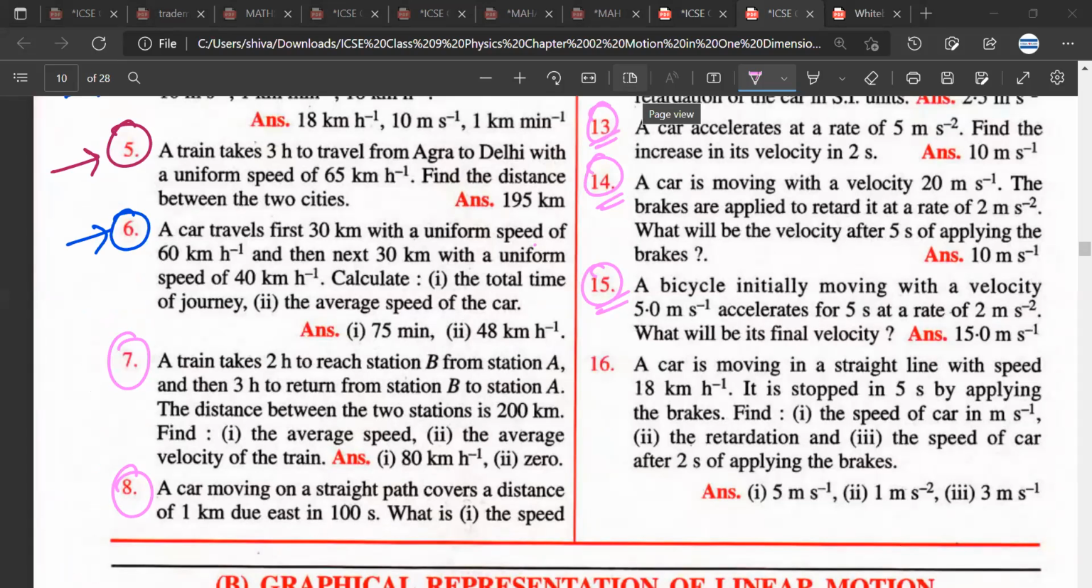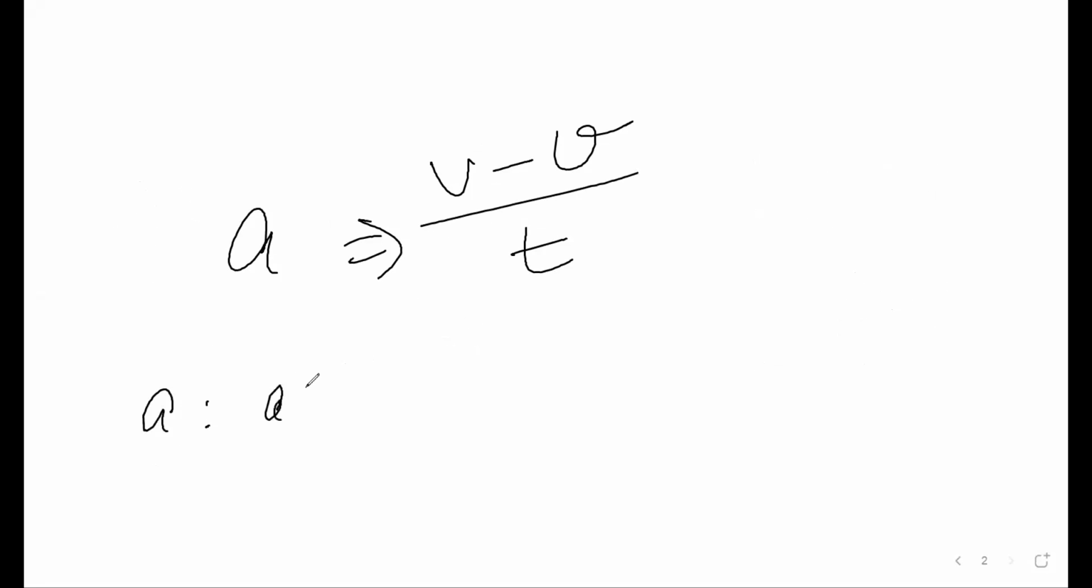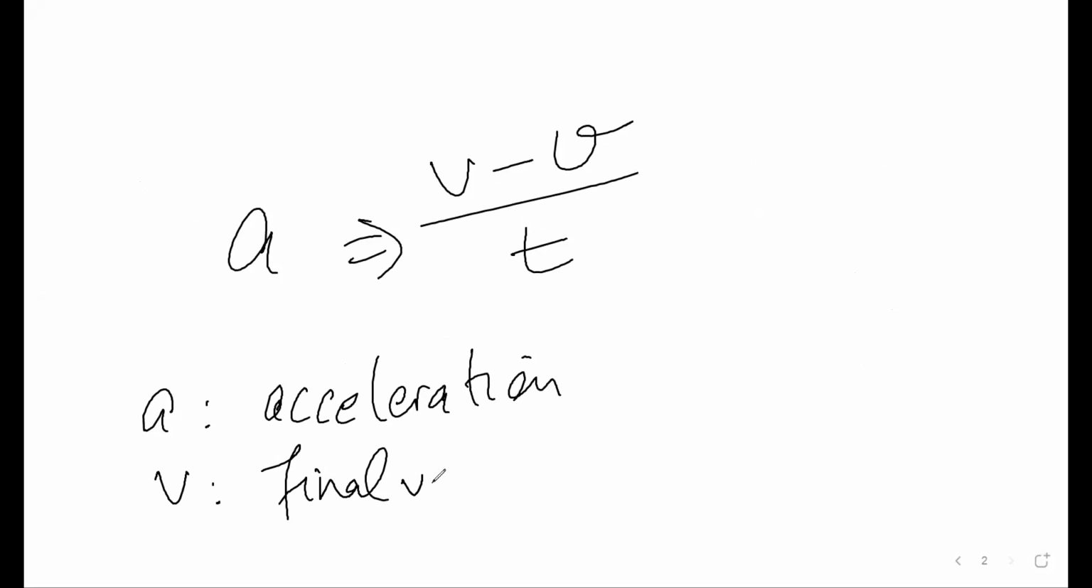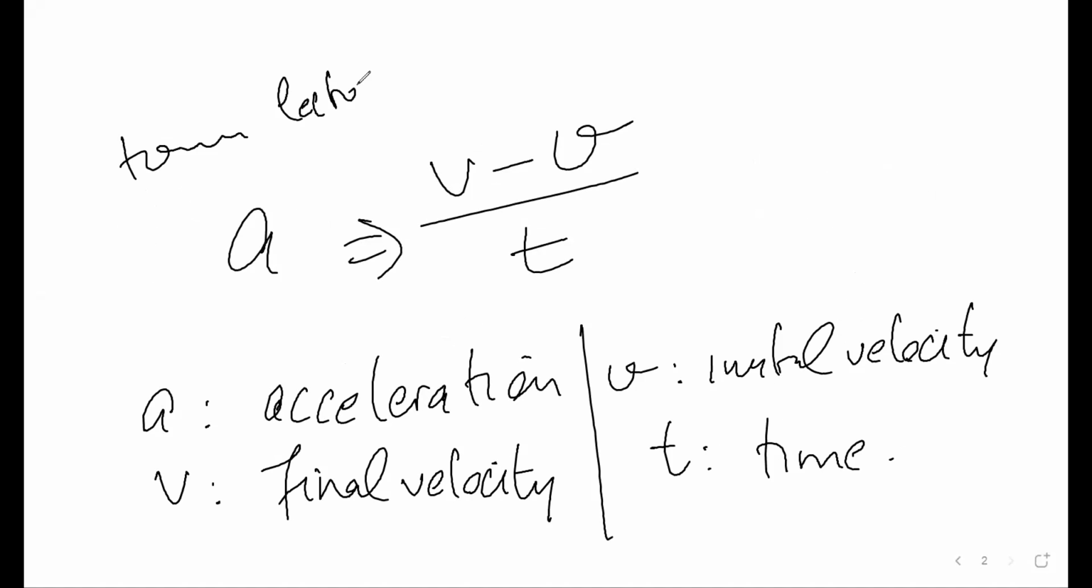We'll start tomorrow's lecture from here. Acceleration is v minus u upon t, where a is acceleration, v is final velocity, u is initial velocity, and t is time. We'll start tomorrow's lecture from here. Acceleration is equal to v minus u upon t.